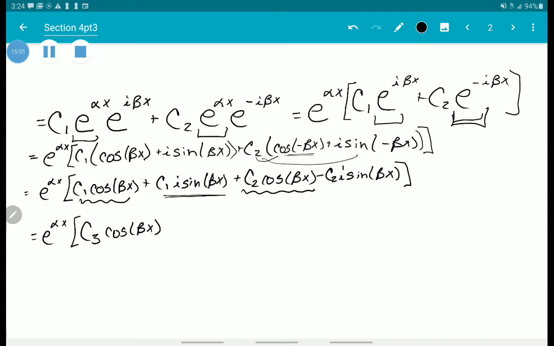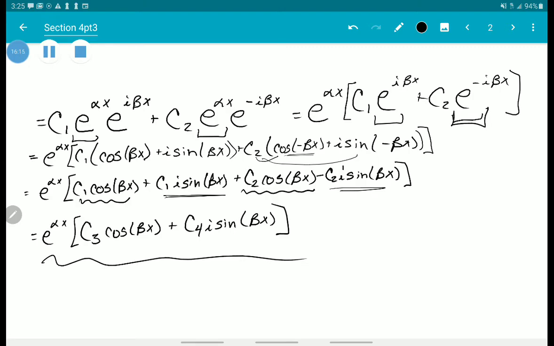And then we could do the same kind of thing here. I have a constant minus a constant, which is going to give me another constant times i sine of beta x. So you can see how we can take that original formula and really simplify it, and using Euler's formula, turn everything into sines and cosines.